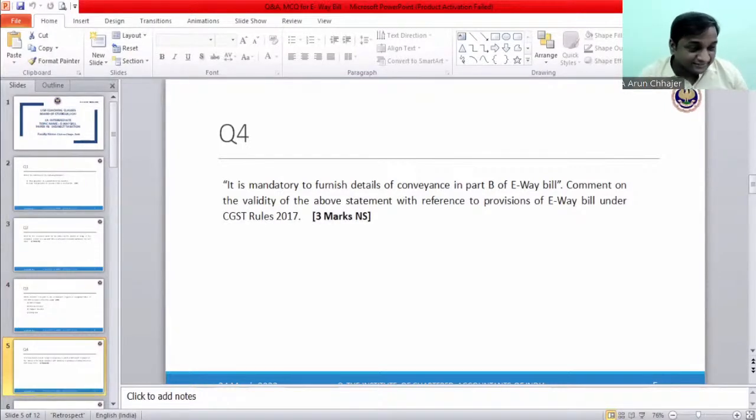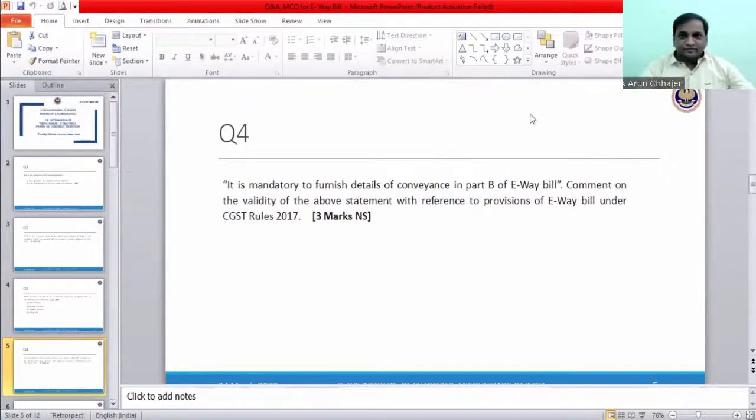Only unregistered. The answer is only unregistered, because a registered transporter will have the GST number. Why would he go for a transporter ID? Transporter ID would only be required if the transporter does not have a GST number. So the right answer is unregistered transporter. Absolutely correct.